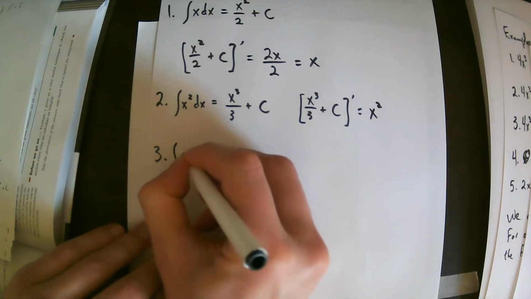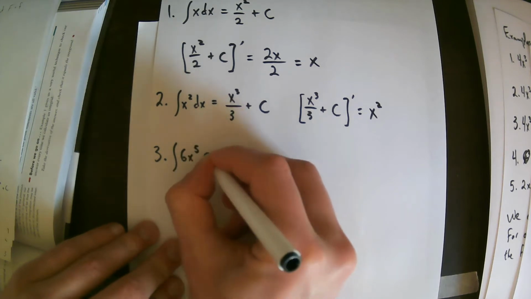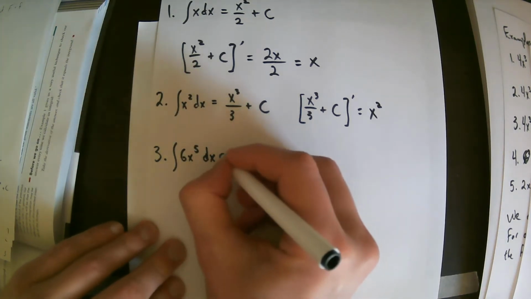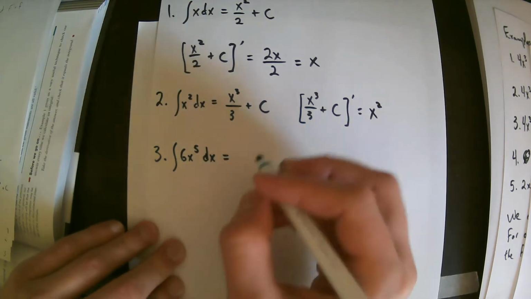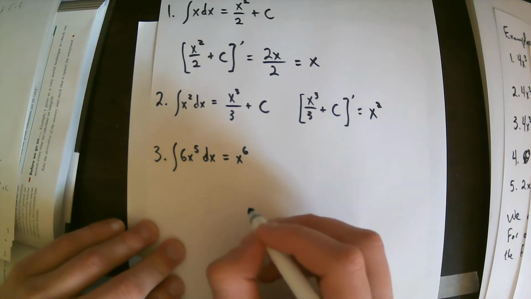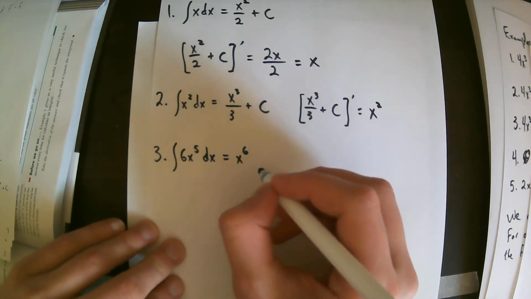What about the integral of 6x to the 5th dx? The integral of 6x to the 5th dx is equal to x to the 6th plus c.